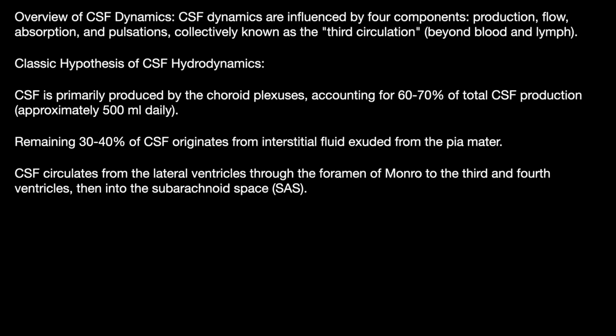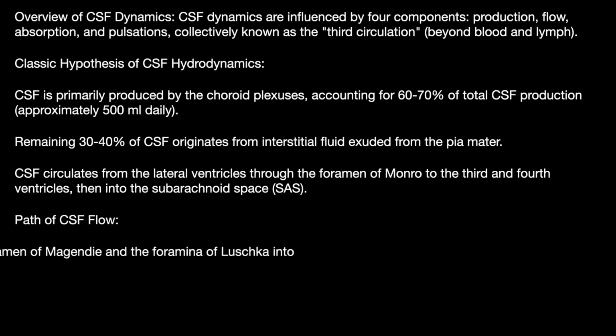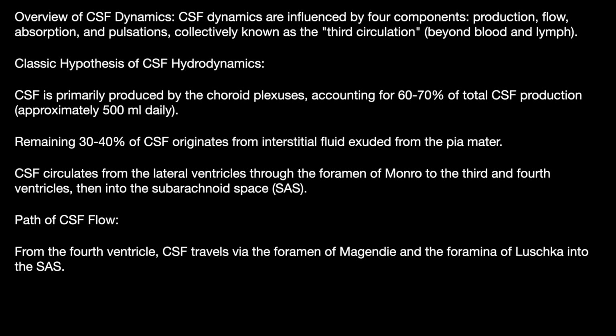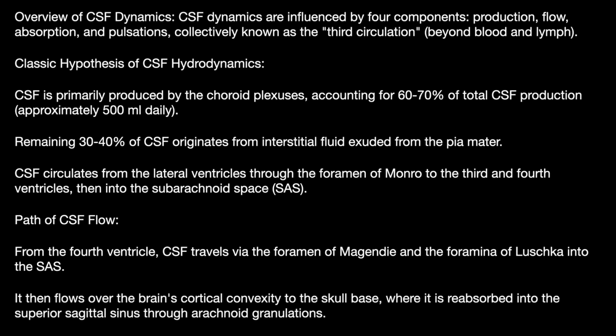CSF circulates in the lateral ventricles and through the foramen of Monro. It goes to the third and fourth ventricles and then into the subarachnoid space. From the ventricles, via the foramen of Magendie and foramen of Luschka, it enters the subarachnoid space. It then flows over the brain's cortical convexities to the skull base, where it is reabsorbed into the superior sagittal sinus through the arachnoid granulations.